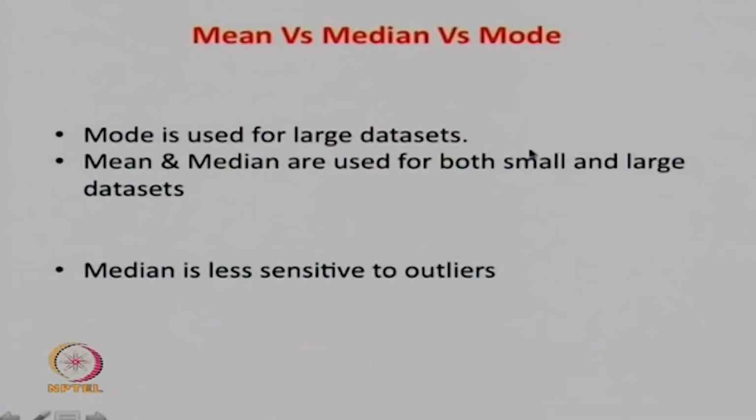So as a rule of thumb, mode is used for large data sets. Now, what is large? If you have 50 observations, I would say that is a reasonable number to report mode as one of the representative metrics. The other 2 metrics, mean and median, are used for both small and large data sets. One of the caveats of mode is that depending on your distribution, you may not have one unique value, but more than one. But both mean and median give you one particular value.